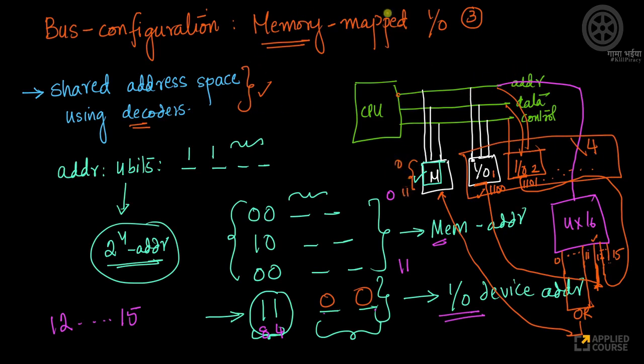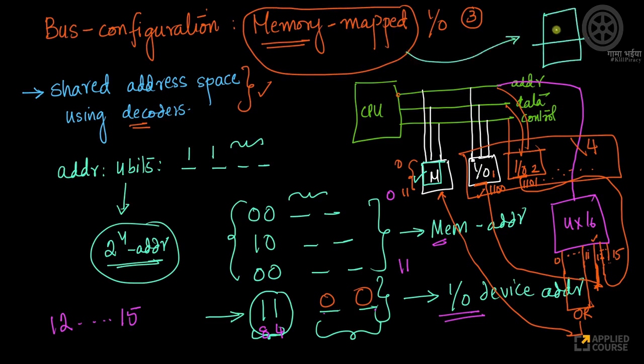What am I doing here? It's called memory mapped IO. And why is it called memory mapped? It's called memory mapped IO because we are breaking the whole address space into 2 parts. In this example, the address space from 0 to 11 we are giving to memory, and the address space from 12 to 15 we are giving to IO devices. So in memory mapped IO, the whole address space is broken up between your memory and IO devices. And again, here we are using a decoder to do all of this logic.